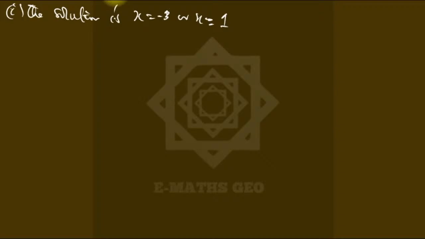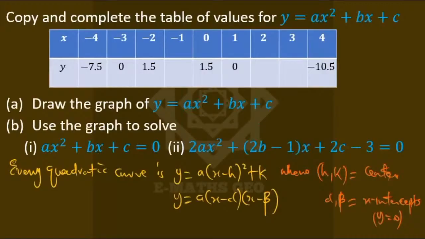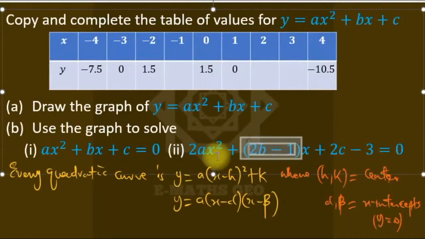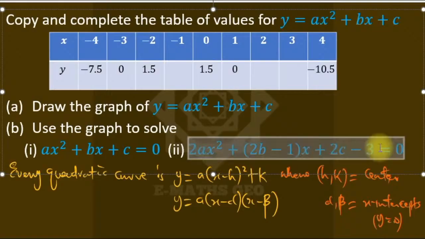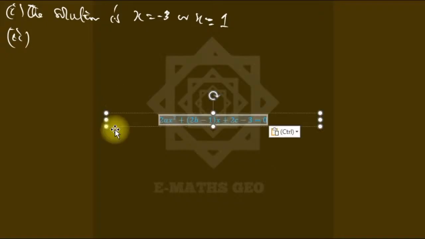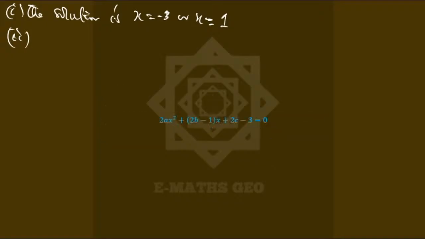So coming to the second one, that's where it's very tricky. They say use it to solve 2ax squared plus 2 times bracket 2b minus 1 x plus 2c minus 3 equal to 0.